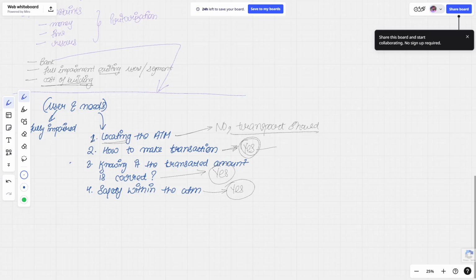So when we talk about how to make transactions, there should be some kind of voice assistant available. So here I am talking about the solutions as well. There could be some voice assistants where the visually impaired person just asks that I have to withdraw the money, I have to check the balance, I have to make the deposits.